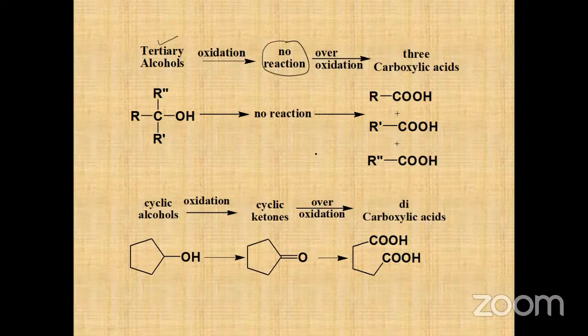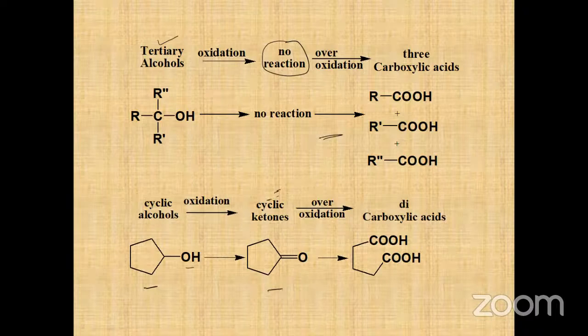Now, at the same time, the alcohol may be a cyclic alcohol. That means the OH group may be substituted on the ring. Okay, this is the example: cyclopentanol. OH is substituted on the 5-membered ring. Therefore, this kind of cyclic alcohol on oxidation first converts into a cyclic ketone. The cyclic ketone, cyclopentanone, is generated.